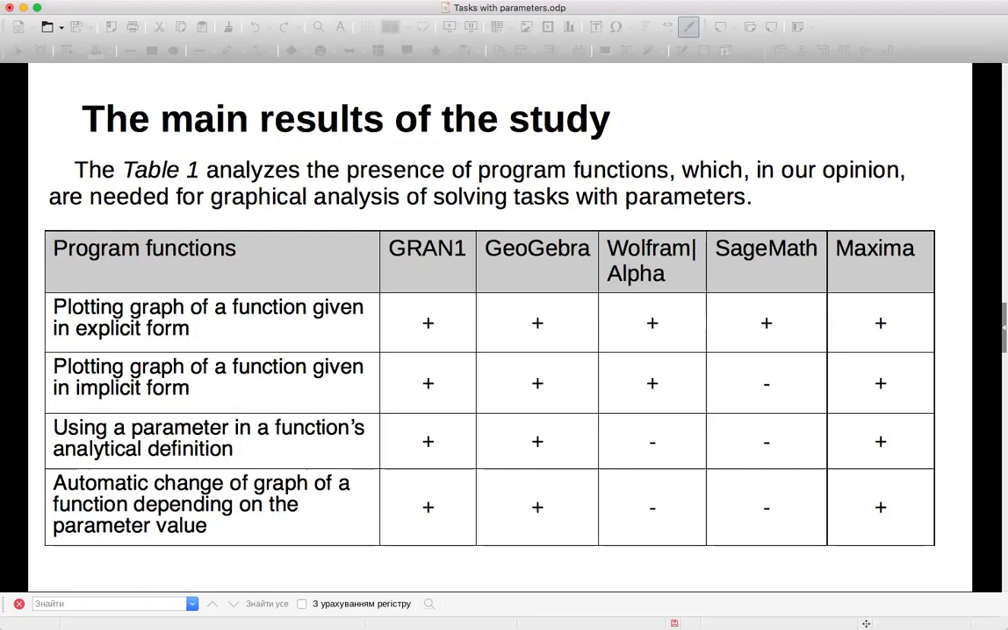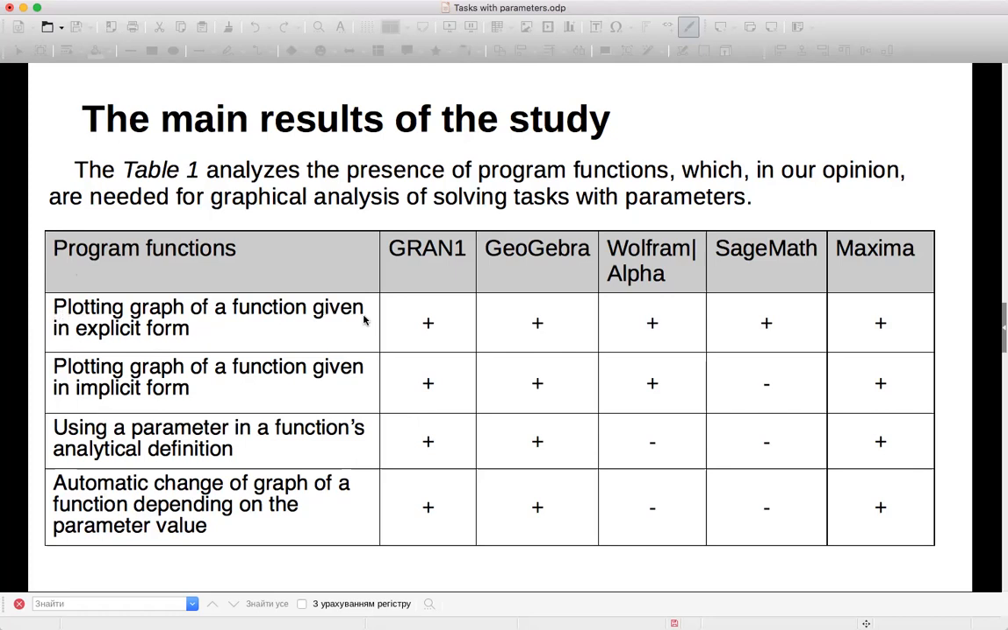The main results of the study. These results are represented in the table 1. The table 1 analyzes the presence of program functions, which, in our opinion, are needed for graphical analysis of solving tasks with parameters. We considered such software tools as Gran 1, GeoGebra, Wolfram Alpha, SageMath, and Maxima. And on this slide, you can see a first part of the table, and program functions described in this part of the table are as follows.